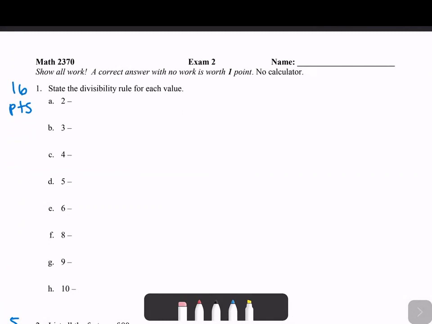So one thing that you'll definitely need to know for the exam are the divisibility rules. So go back and review these from chapter 5 if you don't remember them. But the divisibility rule for 2 is that the number is even, is one way to say it. But another way to say it is that the number ends in 0, 2, 4, 6, or 8. Those are both ways to say the divisibility rule for 2.